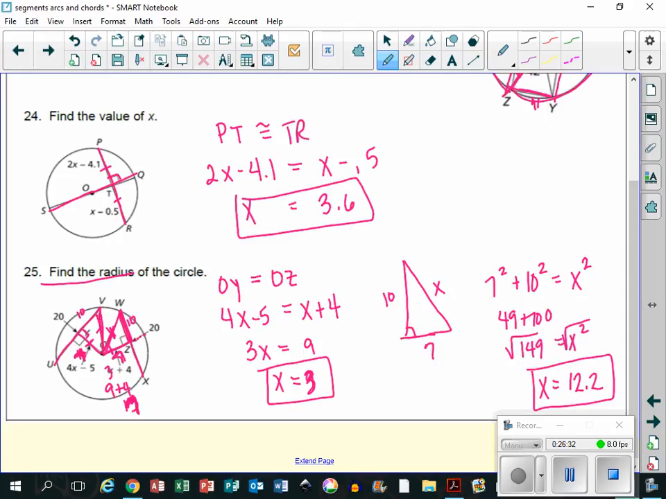So this is 12.2, which means that if this piece is 7, this little piece sticking out would be 5.2, because the whole thing has to be 12.2 to be a radius from the center to the edge. So don't let things like that confuse you.